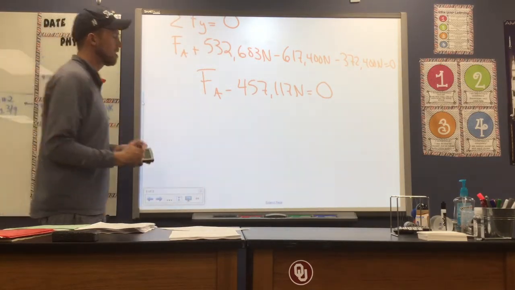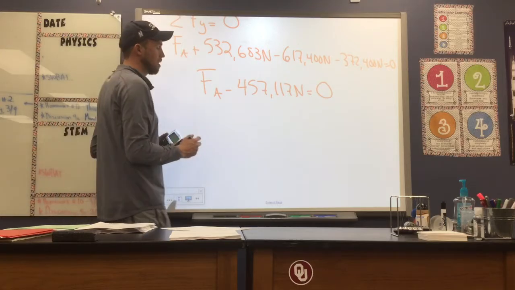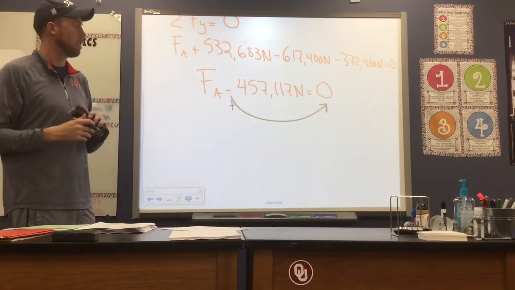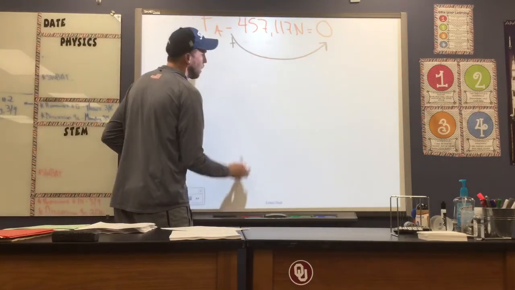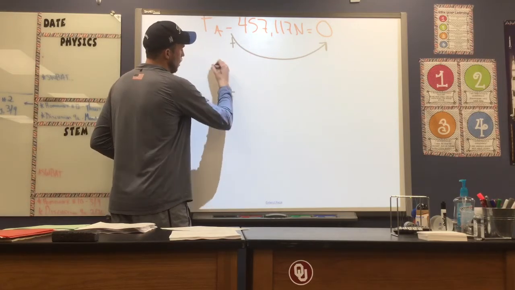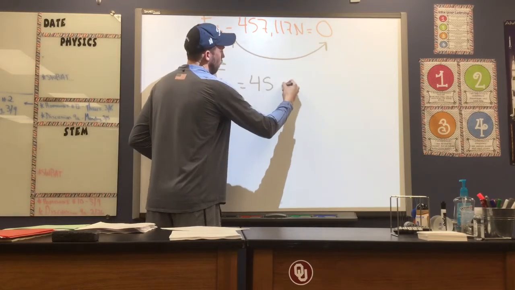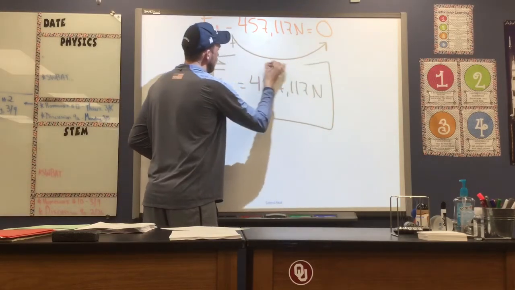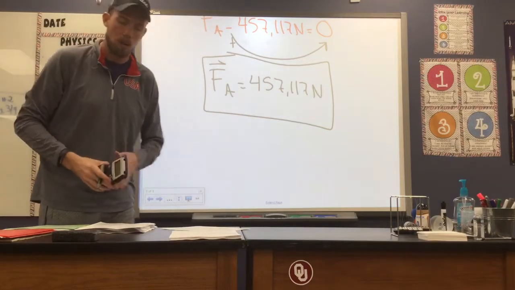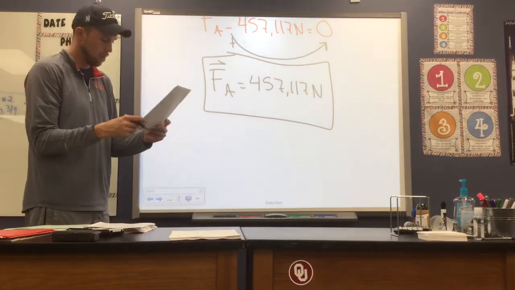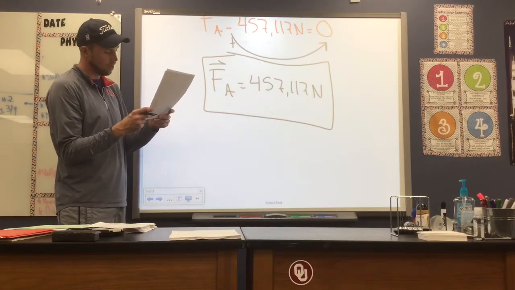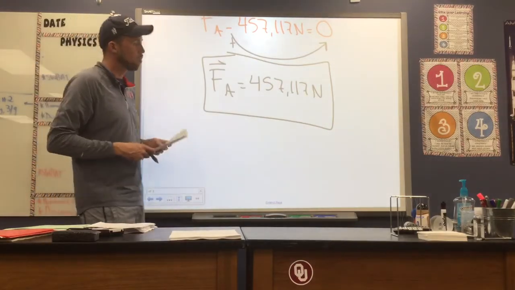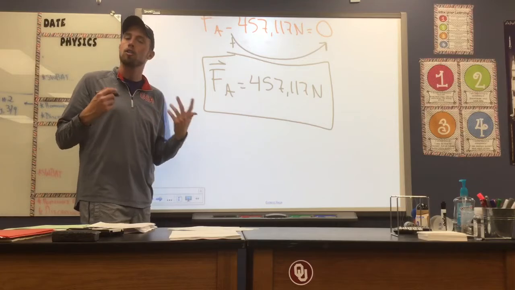What that tells us is now we have a way to solve for FA by itself. I'm just going to add this 457,000 number over to the other side of our equation, and we'll be left with a value of FA equal to 457,117 newtons. Effectively, this is our way of making sure all the forces balance out to zero, meeting our condition for static equilibrium. When we check our answer, I get 457,110, okay, 457,117, a little bit of rounding in there that we did throughout the problem, but for the most part, we're right on track.